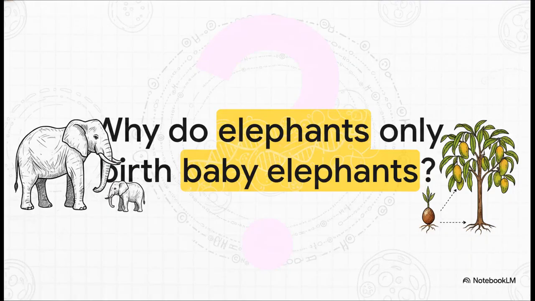To really ground this complex science, let's start with a fundamental biological mystery right from the text. Think about it. Why does an elephant always, without fail, give birth to a baby elephant and not some other animal? Or why does a mango seed only ever grow into a mango tree? It sounds super obvious, right? But for thousands of years, the actual biological mechanics guaranteeing that continuity were a complete mystery. Today, we're looking at exactly how life pulls that off.